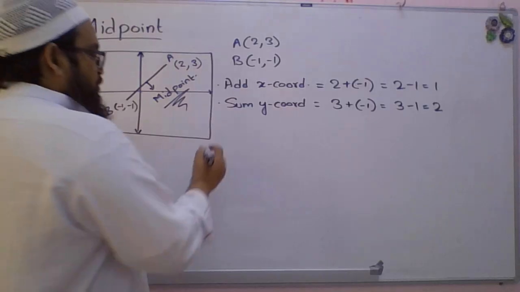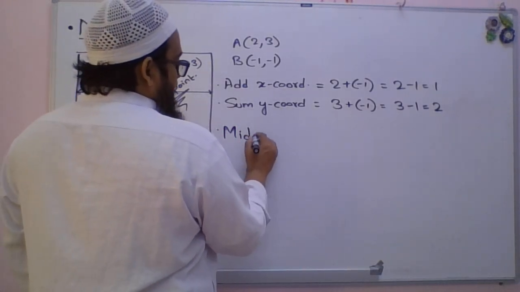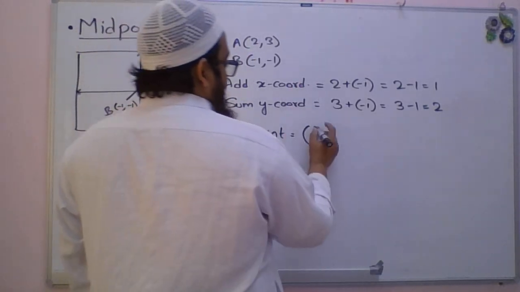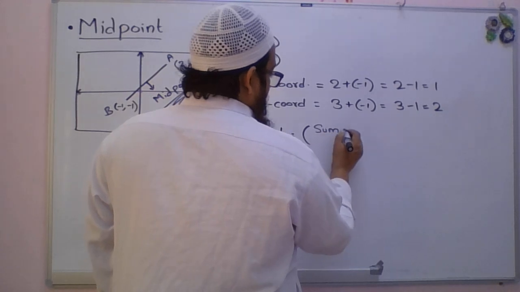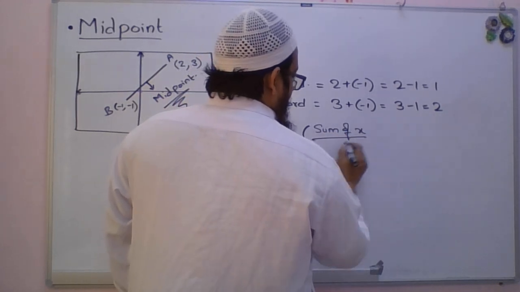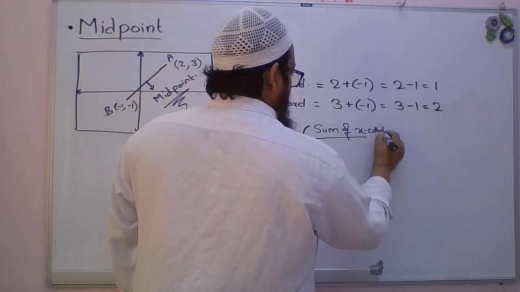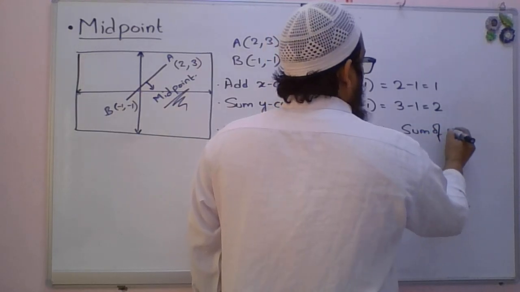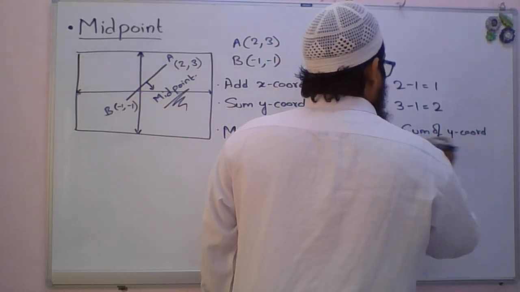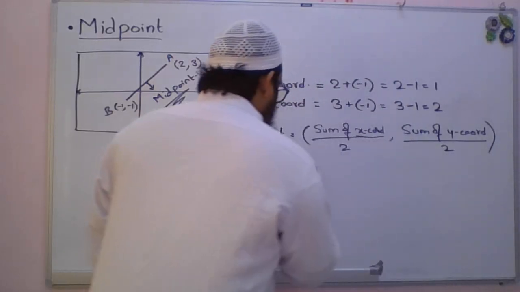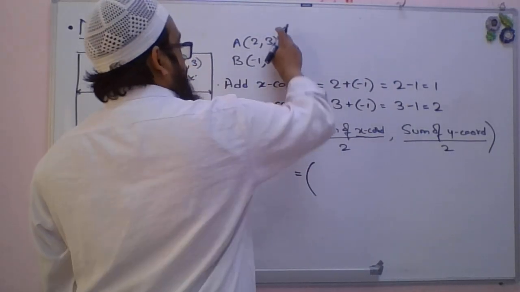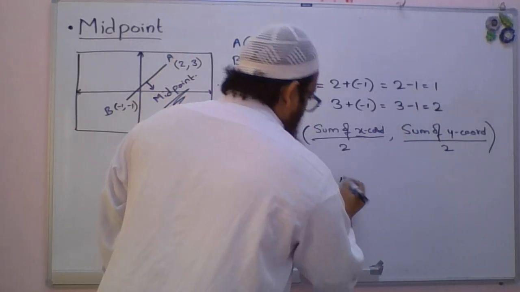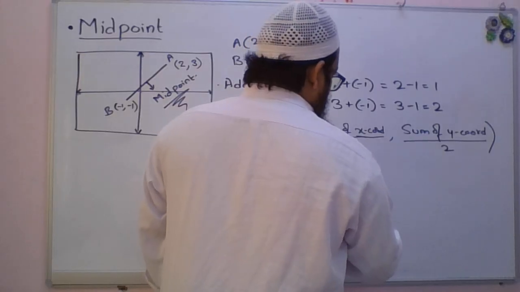Now what you are supposed to do, the third one, midpoint is nothing but sum of x coordinates divided by 2, comma, here also sum of y coordinates divided by 2. So what is the midpoint of 2 comma 3 and minus 1 comma minus 1? What is sum of x coordinates? 1. So it is 1 by 2. And what is sum of y coordinates? It is 2 by 2.